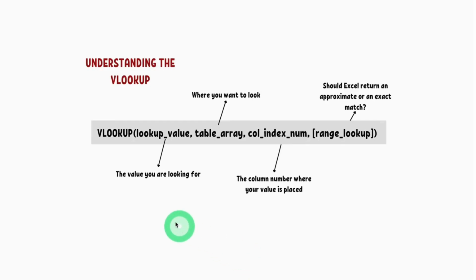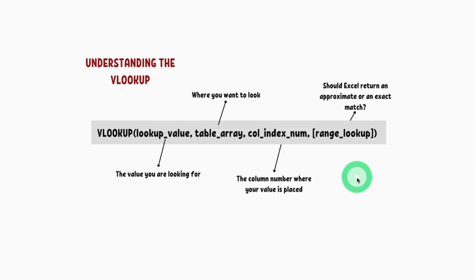So this is the normal VLookup syntax, and as I was explaining, you have the value that you are looking for here, and then where you want to look. And with the VLookup, you also have to enter the column number where your value is placed, whether it's column 1, 2, 3 or 4. And then after that, you have to enter whether Excel should return an approximate match or an exact match. Usually we choose the exact match so that it gives you the exact value that you are looking for.